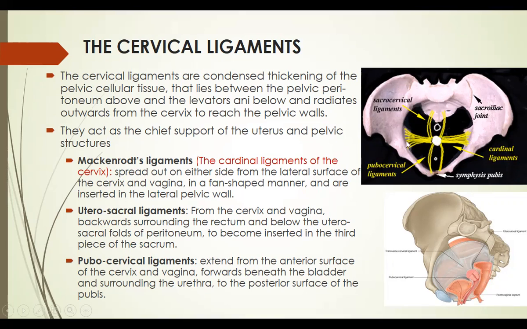All these ligaments are pulling the uterus and the vagina in all the directions and keeping it in position. So these are the three important cervical ligaments. One is the Mackenrodt's, which is also called the cardinal ligament of the cervix, then the uterosacral ligament and the pubocervical ligament. These three ligaments are very important in keeping the uterus in its position.